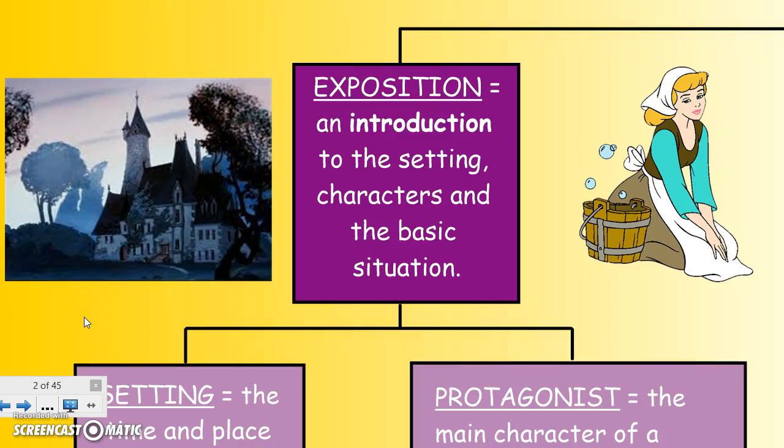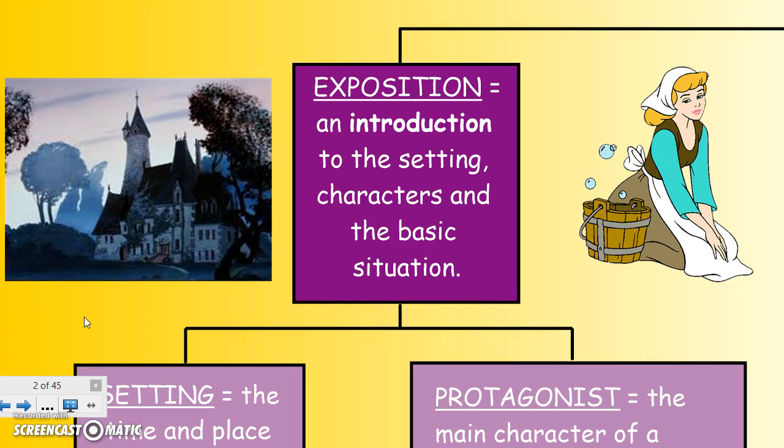So you are going to go to the second page of your notes in your Story Elements foldable with the blank flow map to take your notes on Story Elements. The first box that we're going to fill out is exposition, which is another word for the introduction. This is where in the story you get introduced to the basic setting and characters and the basic situation.